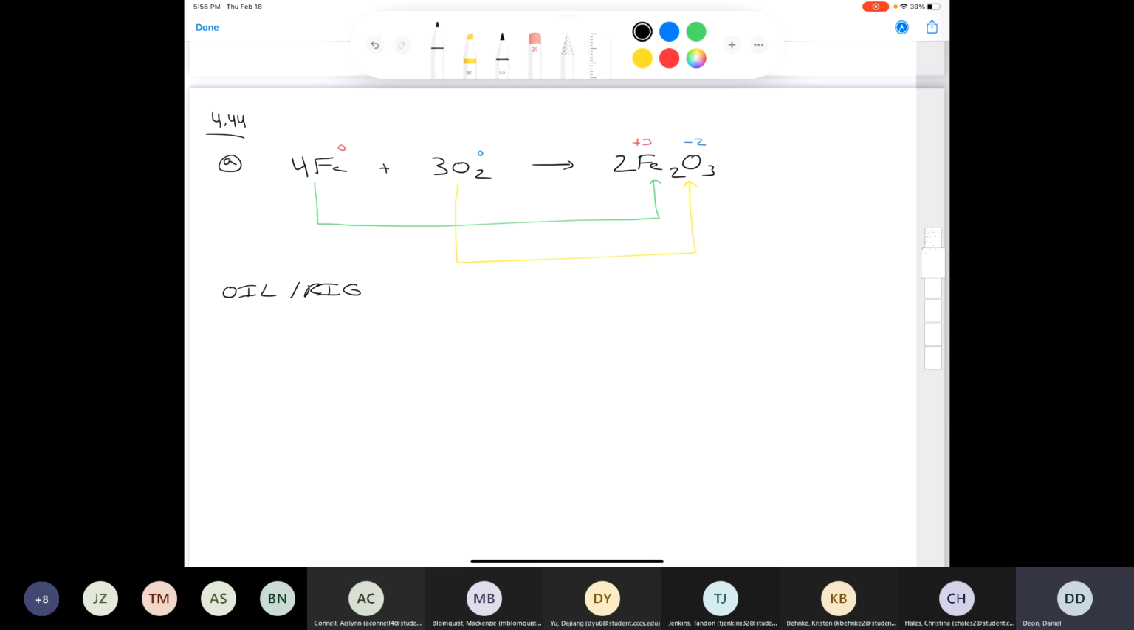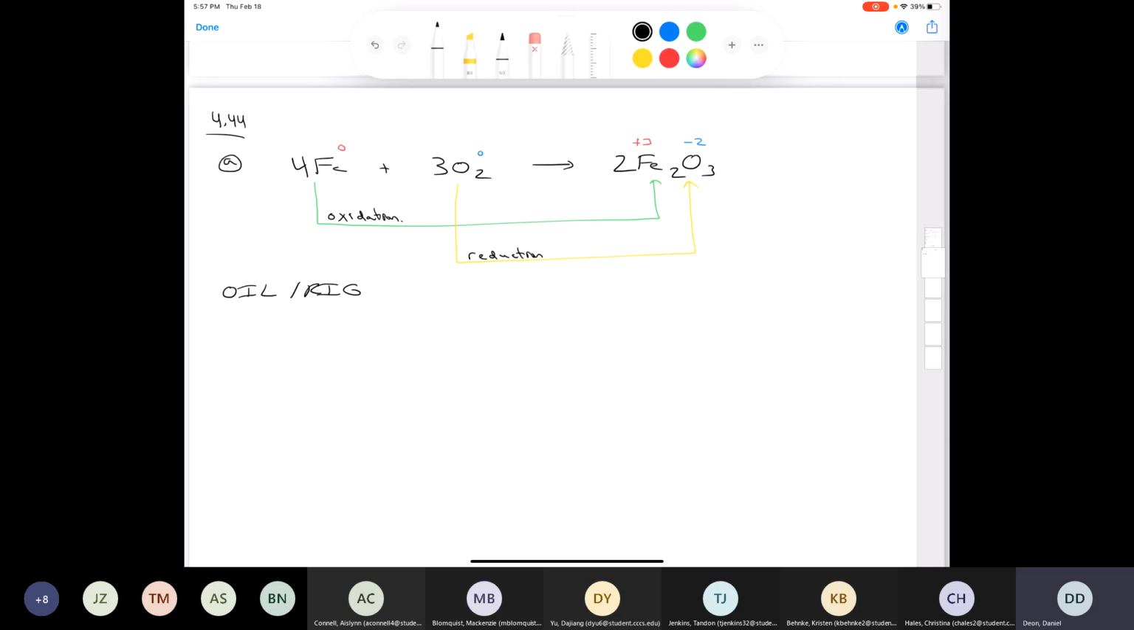And so if the iron is going from 0 to +3, it must be losing electrons, right? Electrons are negative. When you lose something negative, you become more positive. And so the iron is being oxidized. So this is the oxidation half reaction. You can see that the oxygen is going from 0 to -2, so that means it's gaining electrons. Reduction is gaining electrons. So this must be the reduction half reaction.